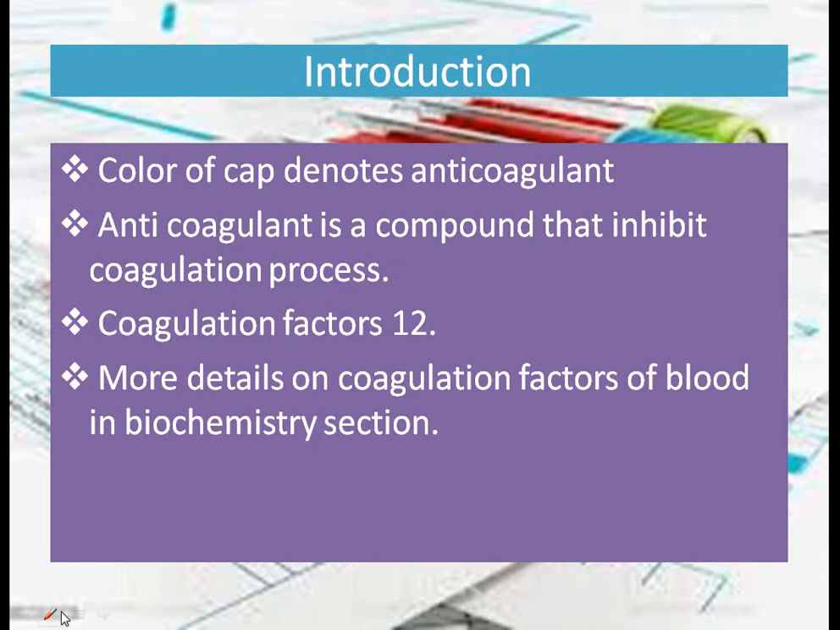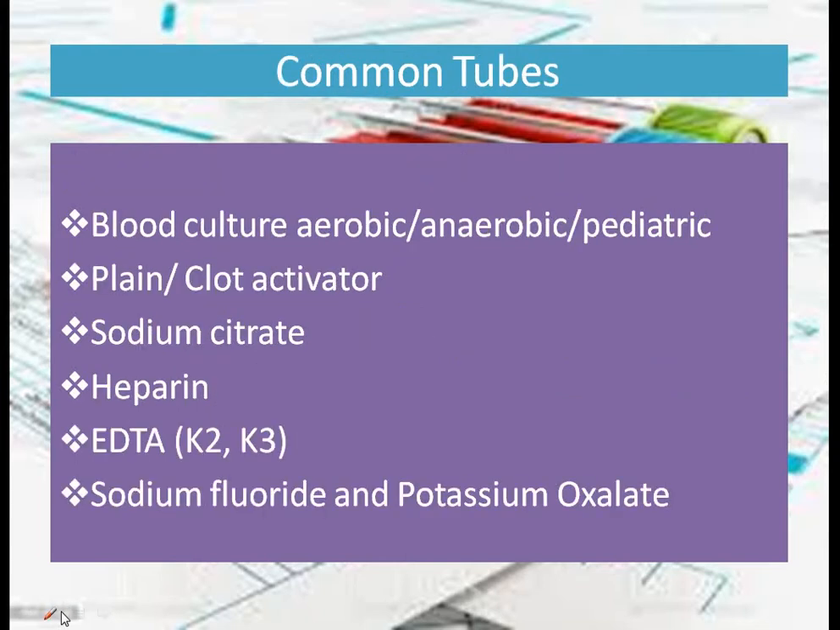There are a lot of blood collection tube color codings available. Among them, here we are going to discuss the more important tubes. 1. Blood culture aerobic. 2. Blood culture anaerobic. 3. Plain. 4. Clot activator. 5. Sodium citrate. 6. Heparin. 7. EDTA, K2, K3. 8. Sodium fluoride and potassium oxalate.